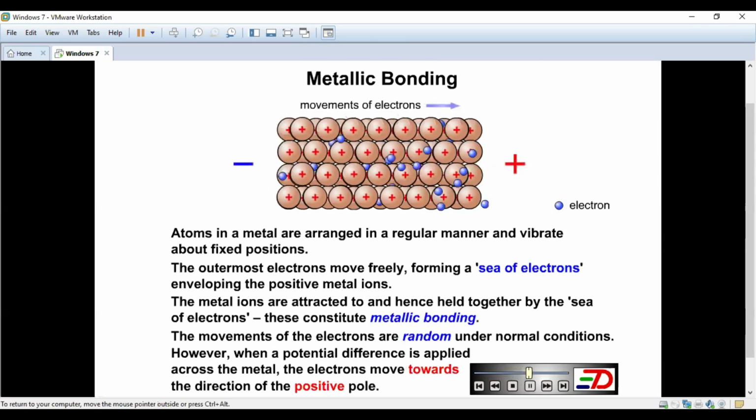So when we attach it to the battery, as more electrons are fed from the negative side of the battery, the electrons, being negatively charged, will move to the positive terminal of the battery. This is how it conducts electricity. So this one is called metallic bonding. Here again we have an electrostatic force of attraction, but between the positive ions and the delocalized valence electrons.